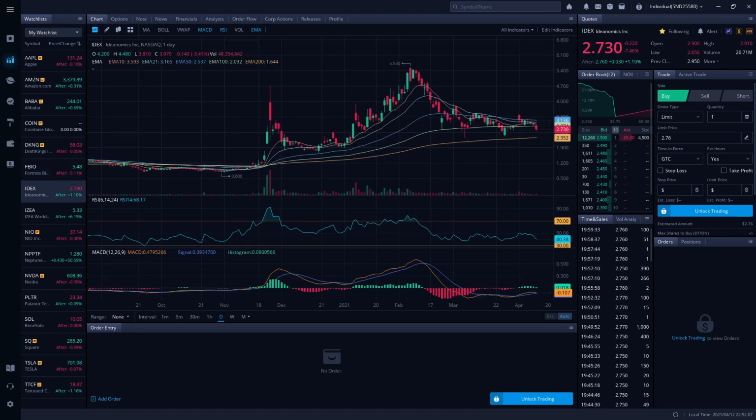Next up is IDEX. This is Ideanomics. They make a wireless charging station for EVs, similar to how your phone charges on a wireless charging pad, and they are also involved in many other EV products and businesses as well. Chris Sain said today's drop is a buying opportunity. Technically, this stock has lost all support and is crashing. Slightly above the 200-day EMA is a strong level of support. So I think if you're going to be patient, you'll be able to buy IDEX for around $2.50.